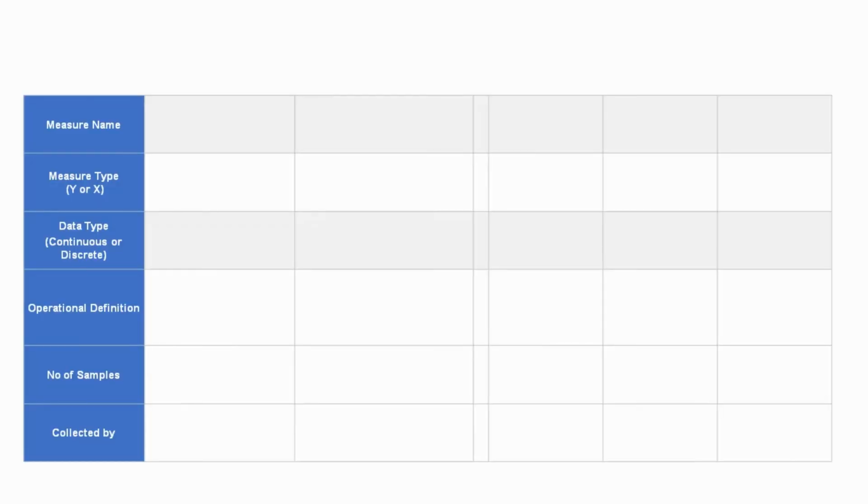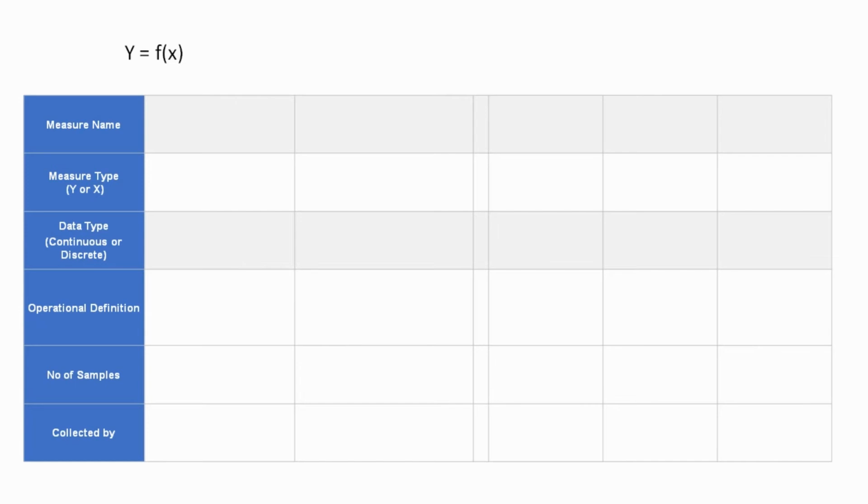So we have already learned what is the sample that needs to be collected and what is the technique to collect those samples. Now let us understand how to create a data collection plan. This is the template which can be used, which has measure name, measure type which is X or a Y, data type which is continuous or discrete, the operational definition, number of samples, and who will collect the data, meaning data collected by.